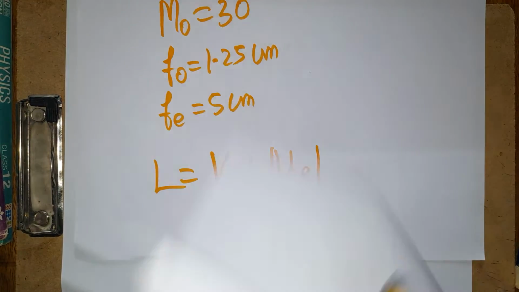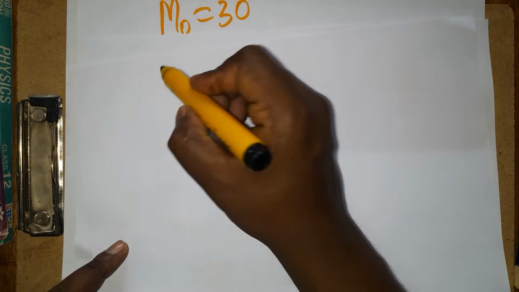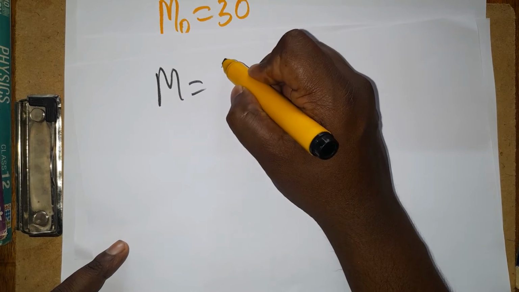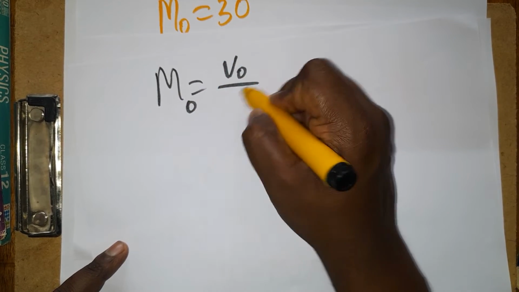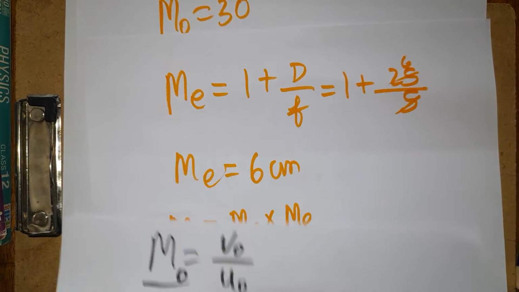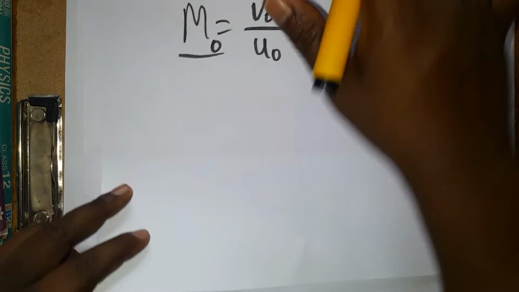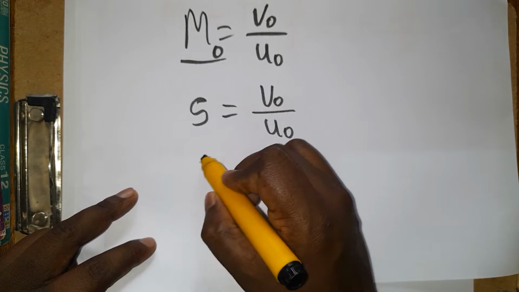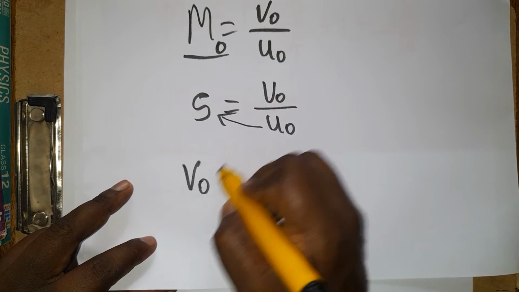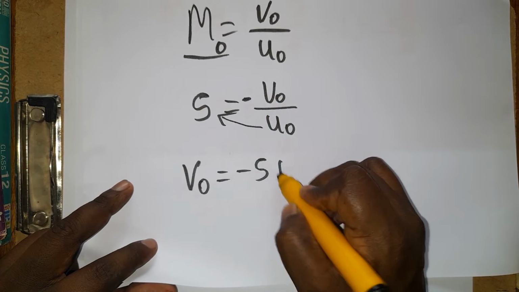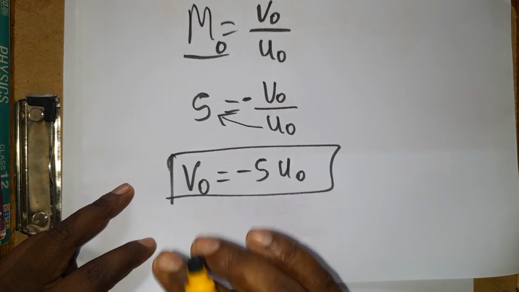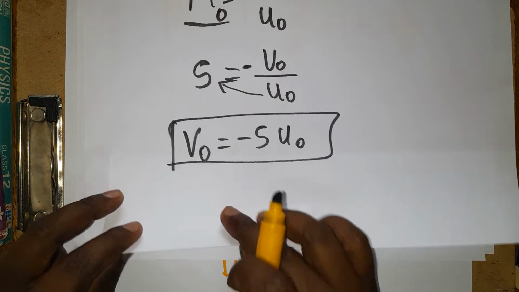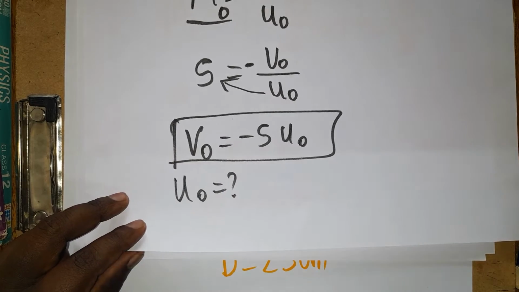Now see here, already I told you the length. If you want it, you should find it with VO and UE. First I will find what is VO. MO is equal to VO divided by UO. MO we found to be 5. So 5 is equal to VO divided by UO. If you want VO, you can take this to this side. VO is equal to minus 5 UO. Now we need to know what is UO, then only you are able to do the problem.